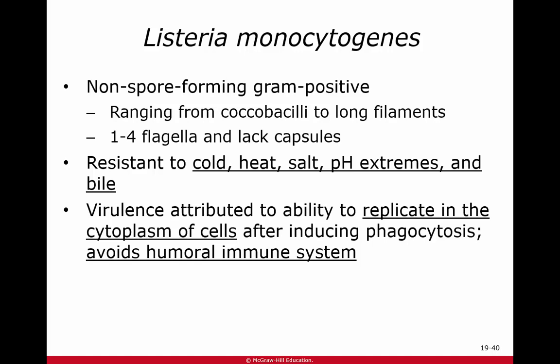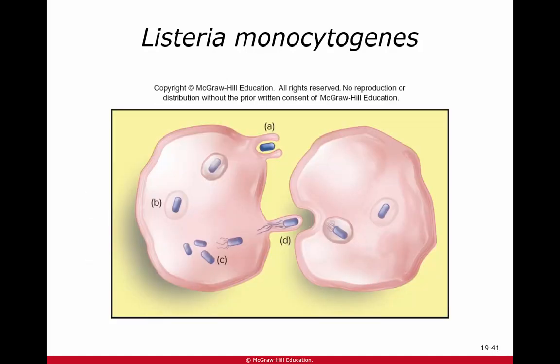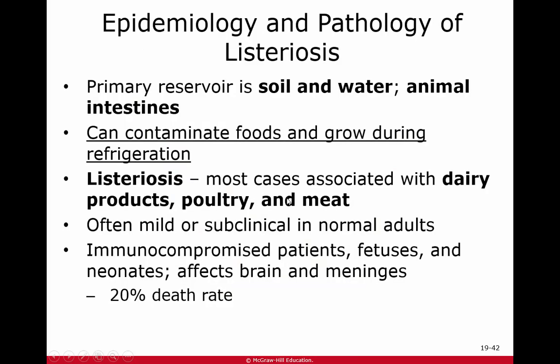And we think that the virulence that Listeria has is attributed to its ability to replicate in the cytoplasm of the cell after inducing phagocytosis. So it gets into the cytoplasm of the cell, therefore it does not alert the humoral immune system that we studied in a previous unit. The microbe gets phagocytized by the cell, does its replication process, and then stays encapsulated. Therefore, your immune response doesn't recognize it as being there.